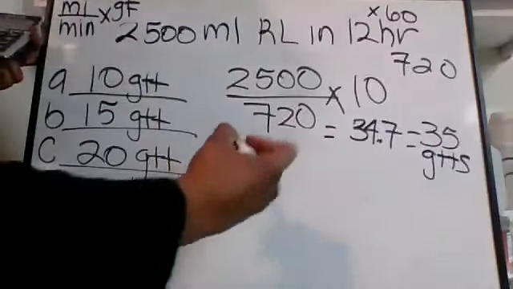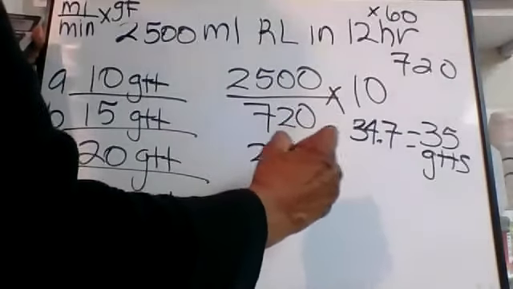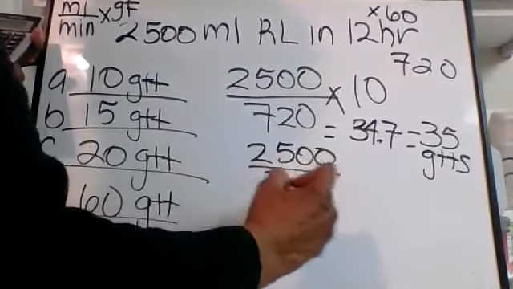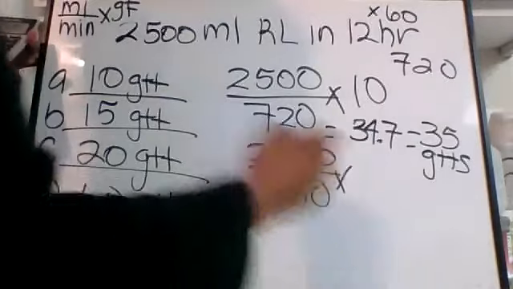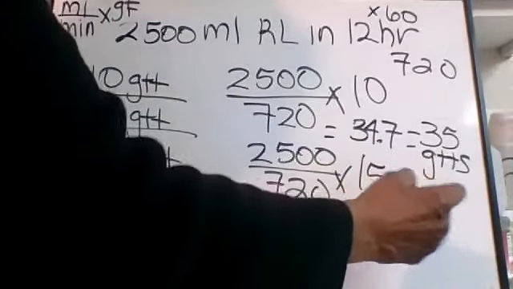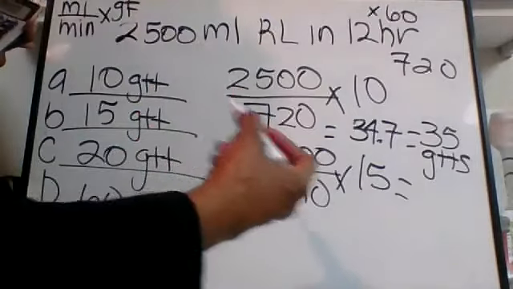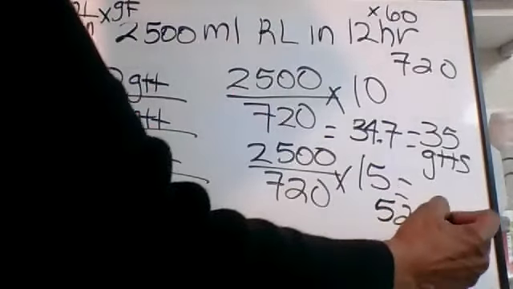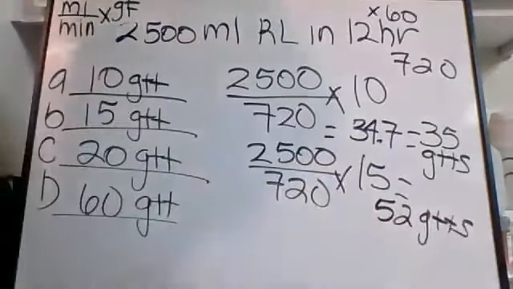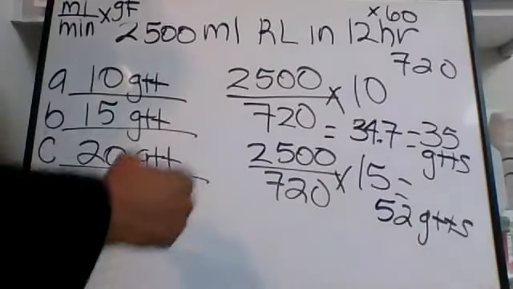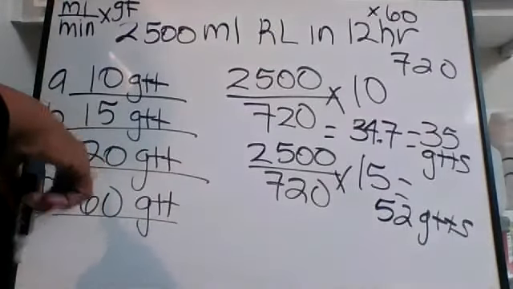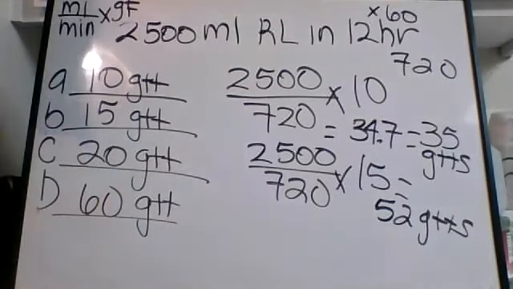All right, and we do the same thing for 15, right? 2,500 divided by 720 times 15, and we work it all the way down, okay? It came out to be 52, right? So that's pretty much it. You do this all the way down, same thing, 2,500 divided by 720 times 20, then times 60. Okay, so that's how you work this one out.